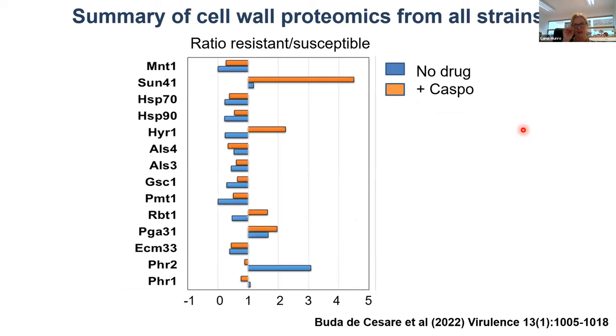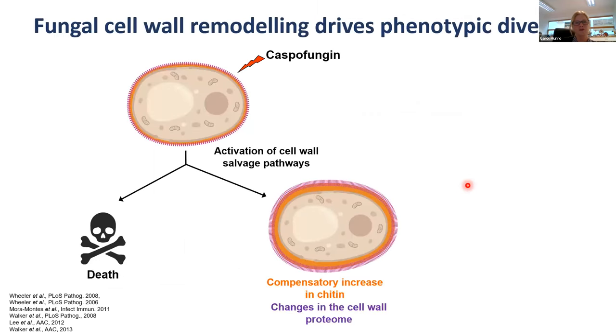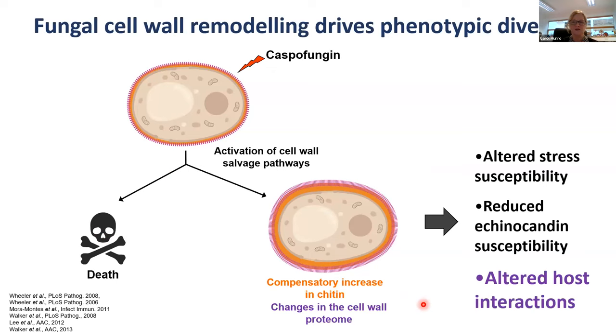But also, when we exposed those isolates to caspofungin again, we could see changes in the cell wall proteome. PHR2 and PGA31 in particular were more abundant in the drug-resistant isolates. But when we treated them with caspofungin, we could see things like SUN41 and HYR1 becoming more abundant in response to that drug treatment. So we're building a model where we can say that caspofungin, if it doesn't kill the cell straight away, will activate cell wall salvage pathways, which results in increased chitin and changes in the cell wall proteome. And this can affect susceptibility to echinocandins, to other stresses, and alter their interactions with the host cells, which I don't have time to talk about today.